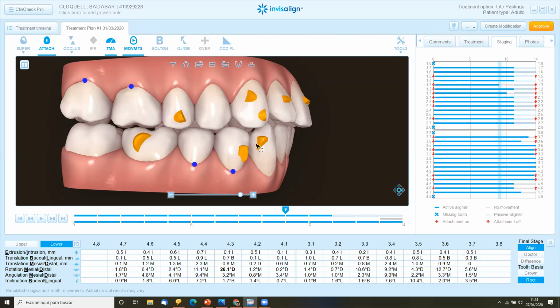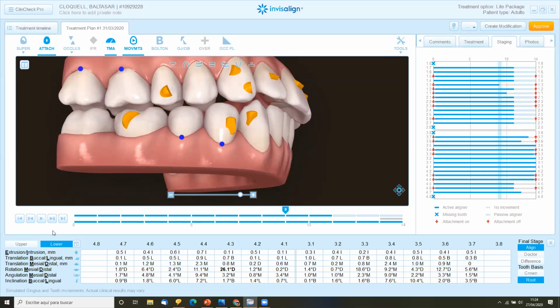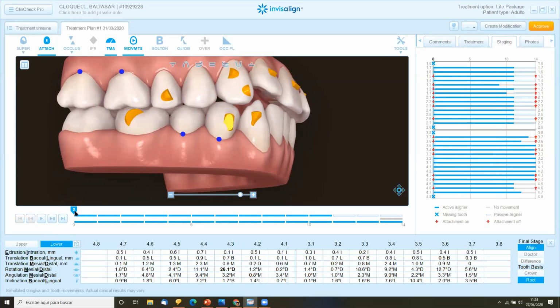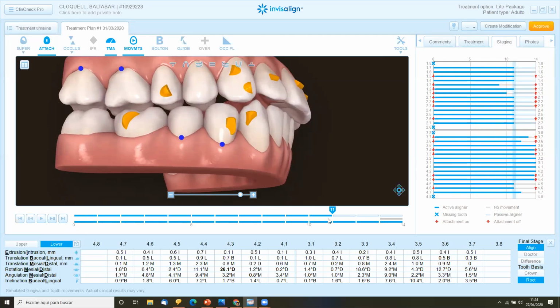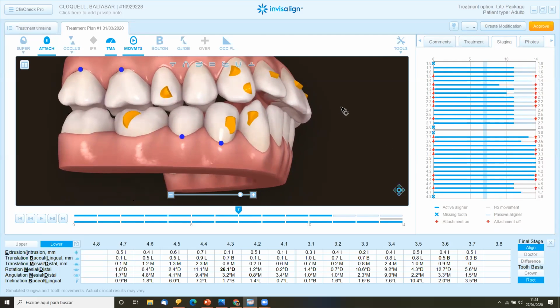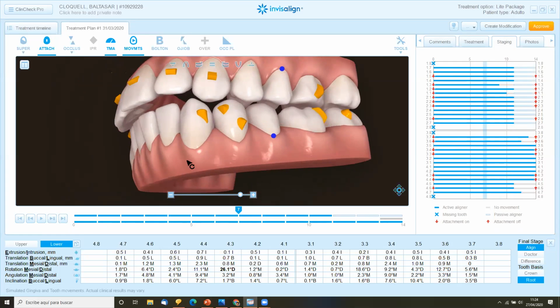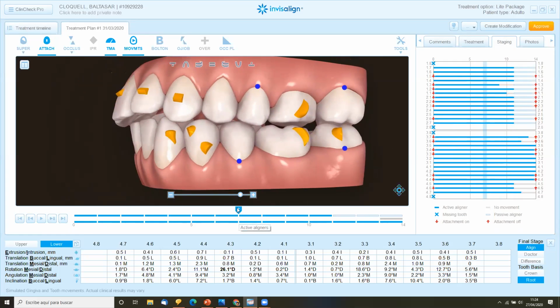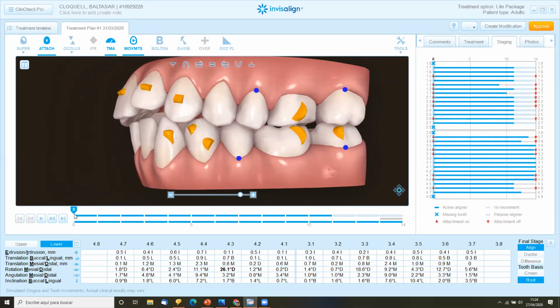Okay, now we look in a dynamic view. That means that I move it with the play button or like this with the slider, and I'm looking for interferences and round tripping movements to avoid them because I don't want round tripping. Did I say it clear? I don't want round tripping movements, okay? Because they are dangerous. They are not good for the periodontium.